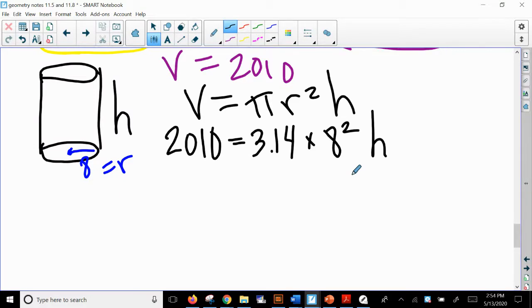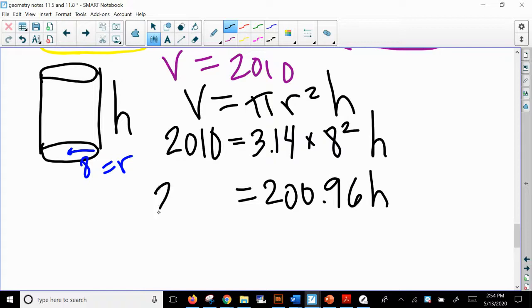3.14 times 8 squared. I got 200.96h equals 2010. Now I'm using my algebra. How do you isolate the variable? You have to divide both sides by whatever's in front of h. That's the 200.96. So I'm going to divide.